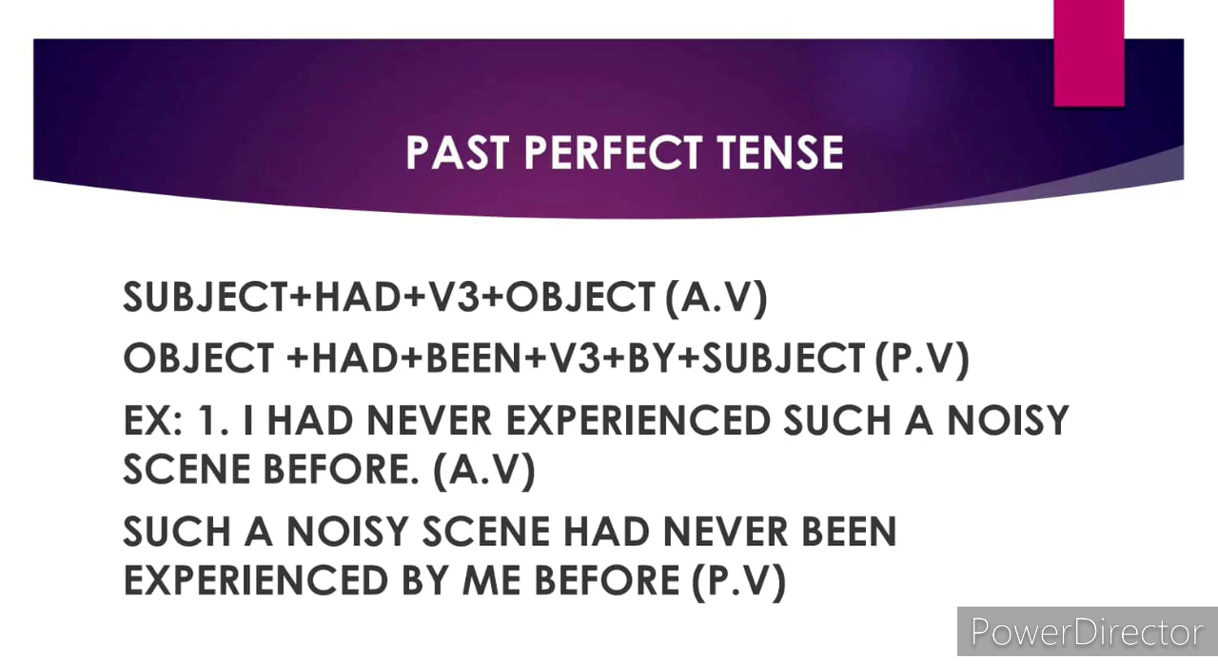For example, I had never experienced such a noisy scene before. It's an active voice. Here I is the subject, had plus v3 form, and experienced is the v3 form. Such a noisy scene is the object. Object will become subject. Such a noisy scene had never been experienced by me before. It's a passive voice. Such a noisy scene becomes the subject. There is no change in had. Never been, just follow had been plus v3, experienced, by is the preposition. Here the subject I will become me. Me is the pronoun form.